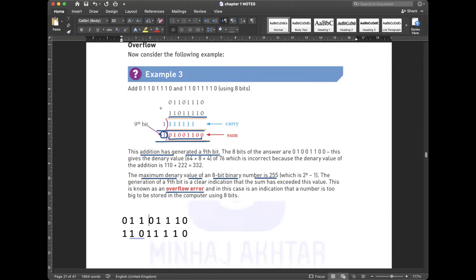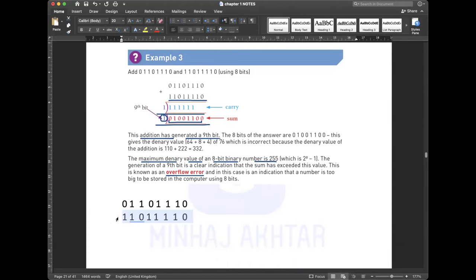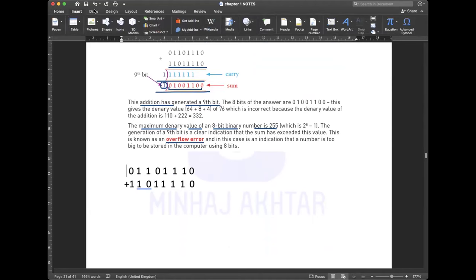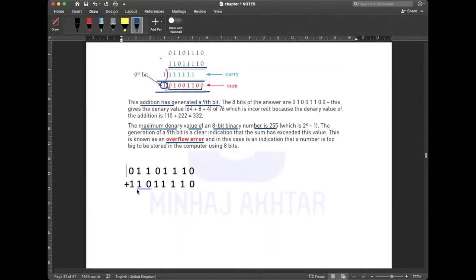Okay, now we are going to add both of the values. Both are 8 bits. Is that okay? Yeah. That's great. I need to use a plus sign here. Now I'm going to add both 8 bits and let's see the answer. So we are applying the binary addition rule here. Okay, 0 plus 0? 0.